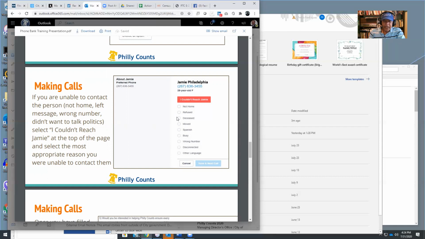Sometimes, and that happened to me this time around, I have been looking for people who have passed away. Unfortunately, they die, and then somebody picks up the phone and says, sorry to tell you, the person died. You put that there. A couple of times, the person picks up the phone, and it's Jamie, and Jamie says, oh, but I don't live in Philadelphia now. I'm in Texas. I moved to Texas two years ago.